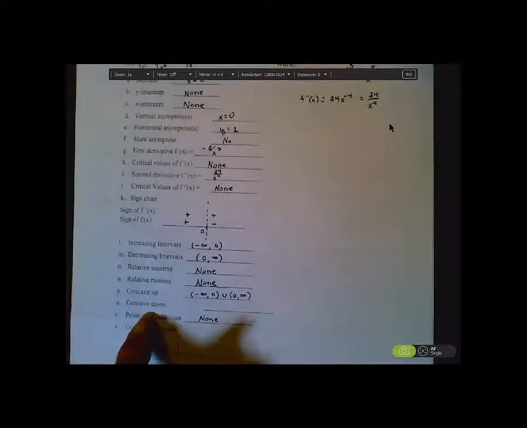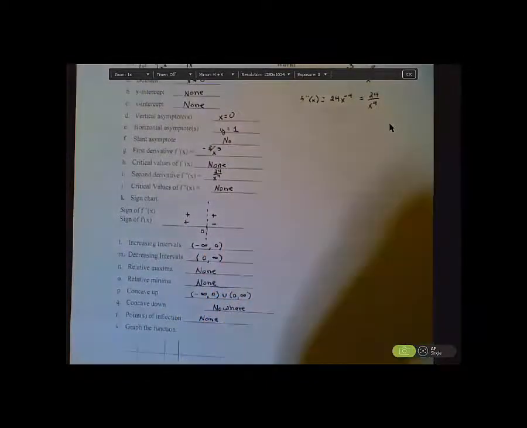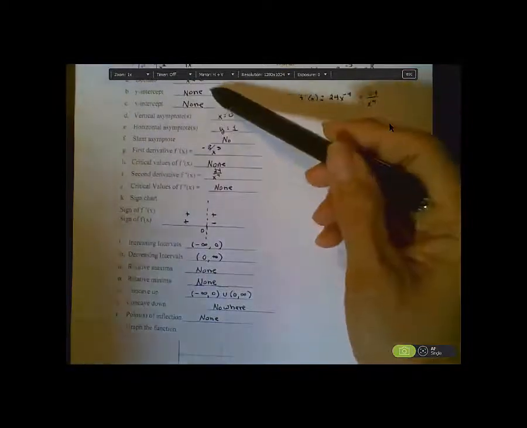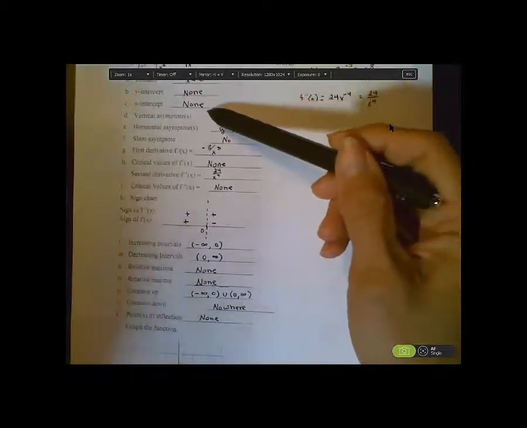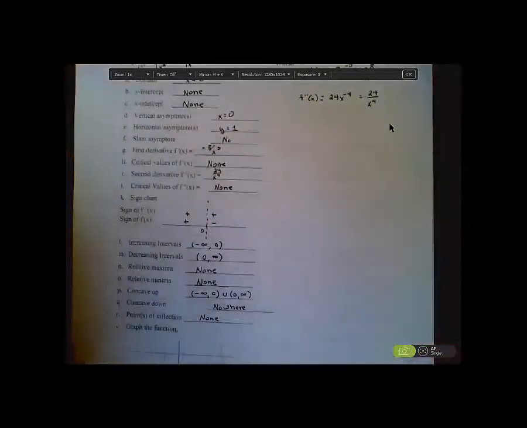The function is not concave down anywhere because the second derivative is not negative anywhere. And there's no point of inflection because there's nowhere the second derivative changes signs. So it seems like we have very little to go on here. We don't have any ordered pair to graph at all. We didn't have a y-intercept or an x-intercept. We didn't have any critical points of the first derivative, critical points of the second derivative.